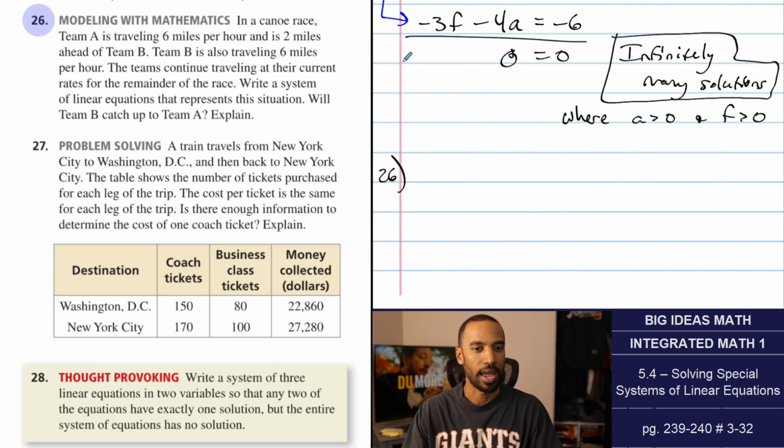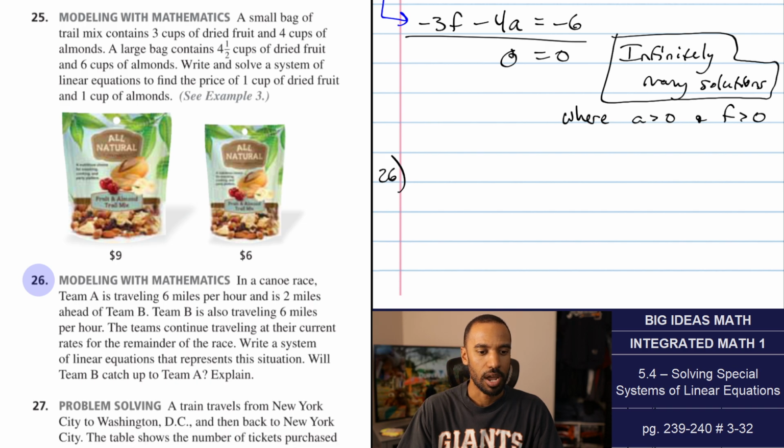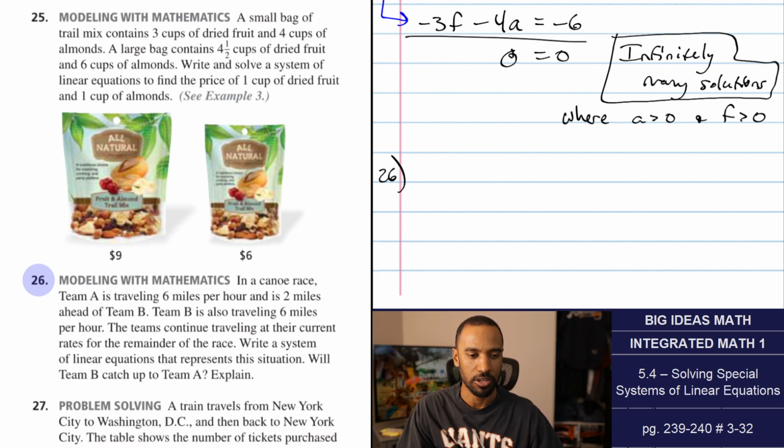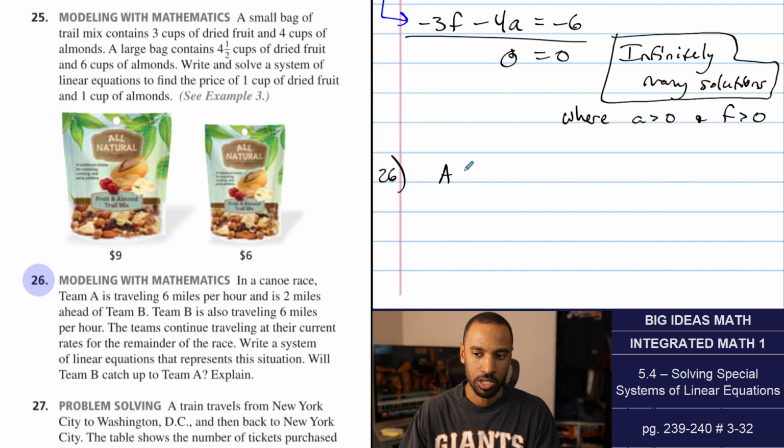All right, in a canoe race, Team A is traveling, let's leave this up here, traveling 6 miles per hour and is 2 miles ahead of Team B. Team B is also traveling 6 miles per hour. The teams continue traveling at their current rates for the remainder of the race. Write a system of linear equations that represents the situation. Will Team B catch up to Team A? Explain. Well, if you read the information, whether or not you understood systems of equations, I think you might know what the answer is. So let's write these out like this.